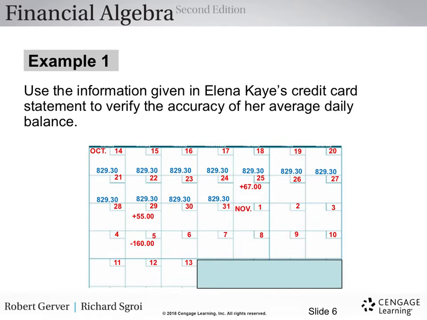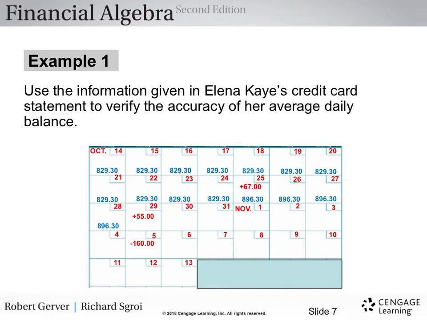All right, so now we start adding in the average daily balance, so the balance at the beginning of the billing cycle. And notice at the beginning of the billing cycle, her balance was $829.30. And it remained this way all the way through the 24th of October. So we add $829.30 to each block all the way up to the 24th of October.